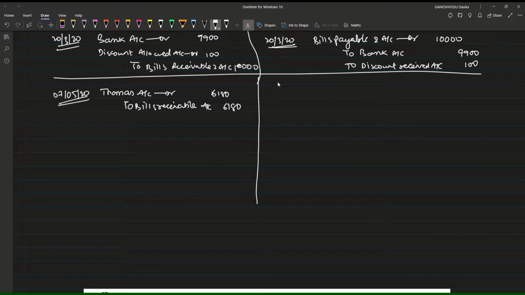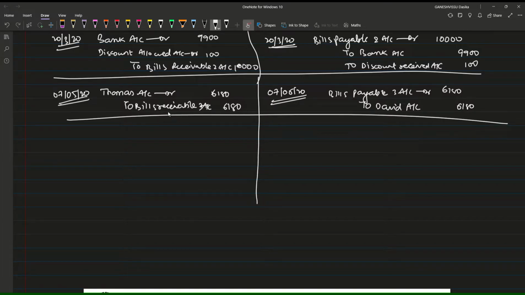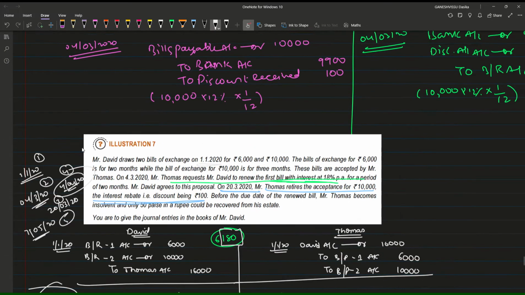And in the same sense, Thomas would be recording the entry on the same date, 7/5/2020: bills payable 3 account debtor to David account, 6,180 is the amount. These are the two entries which we are going to write. Next, on the same date, 7th May 2020, he is saying that only 50 paisa in a rupee. Okay, I underline that one.